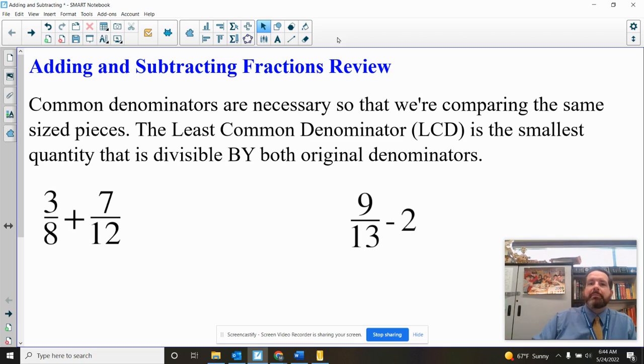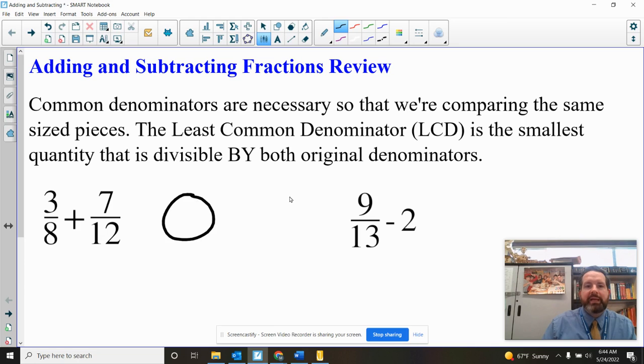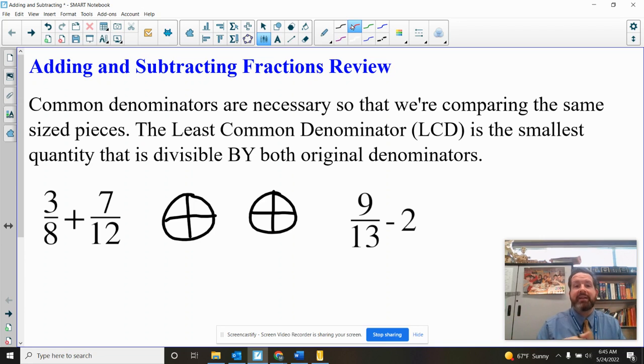If you're comparing parts of a whole, well, then you need to make sure that the parts you're comparing are the same size. So you've seen this before, right? If you got two wholes and this one you divide into half and this one you divide into quarters, well, you're not comparing pieces that are the same size. So what we do is we find a way to make them be the same size. And in this case, the way you do that is you cut your halves in half again. Now all the pieces we're dealing with are the same size. That's what getting a common denominator does.